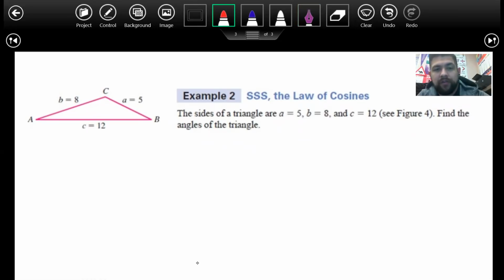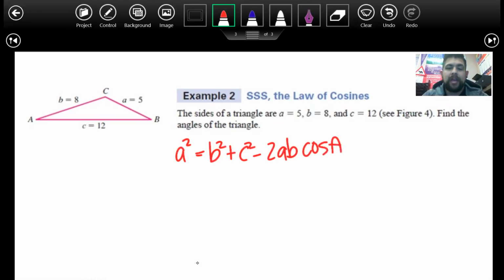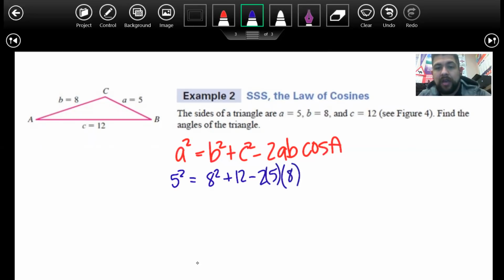So I'm going to go ahead and start with our first one. A squared is equal to B squared plus C squared minus 2AB cosine of A. And we can use it by just plugging in our missing parts. Our A component is 5 squared. The B component is 8 squared. The C component is 12 squared, minus 2 times A, which is 5, times B, which is 8, and then cosine of A. So we're signifying that we're going to solve for this A angle right here.